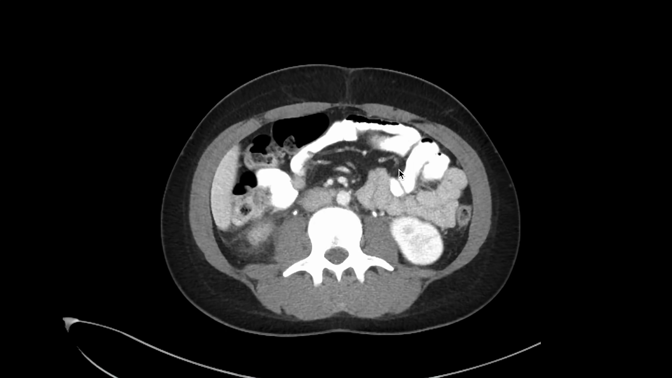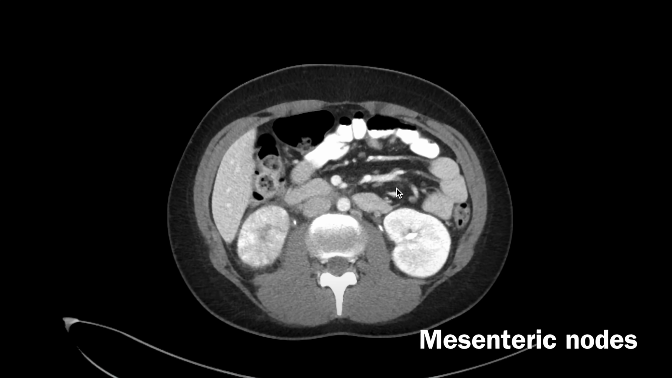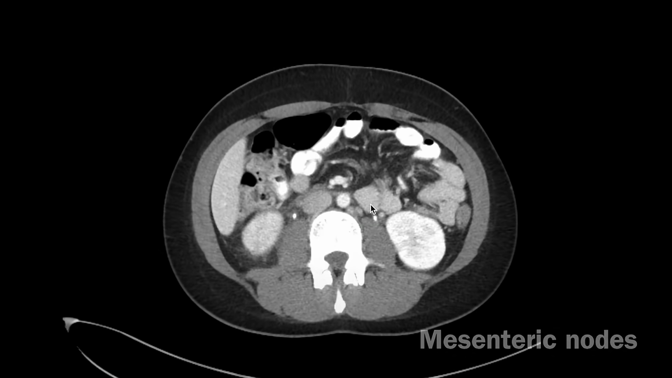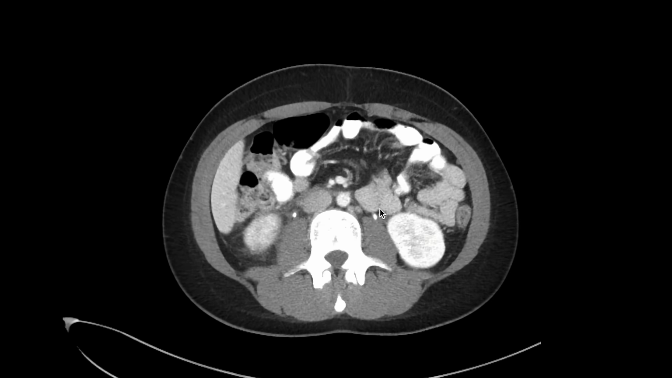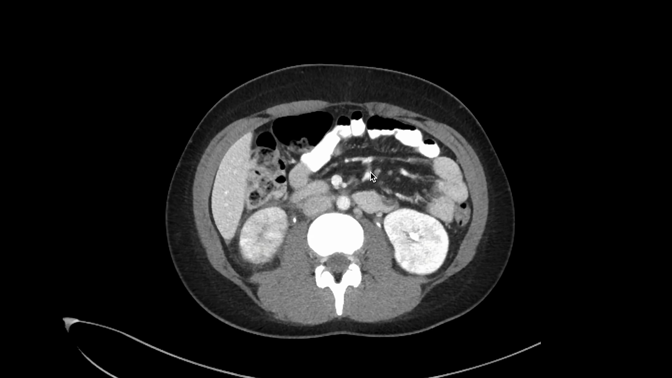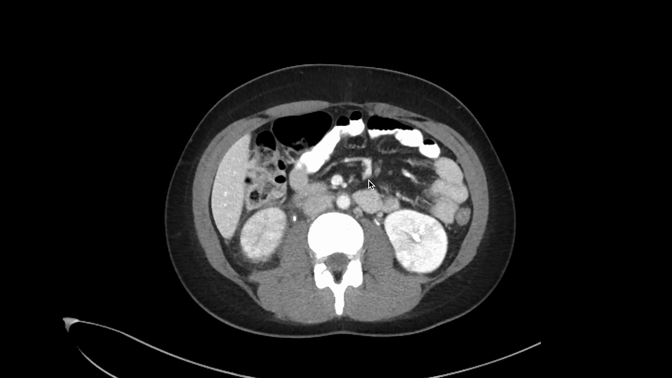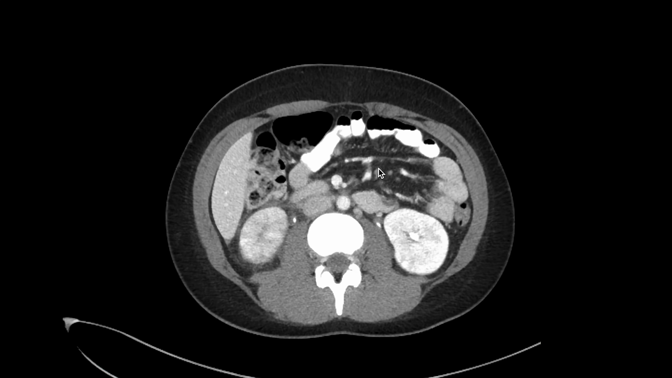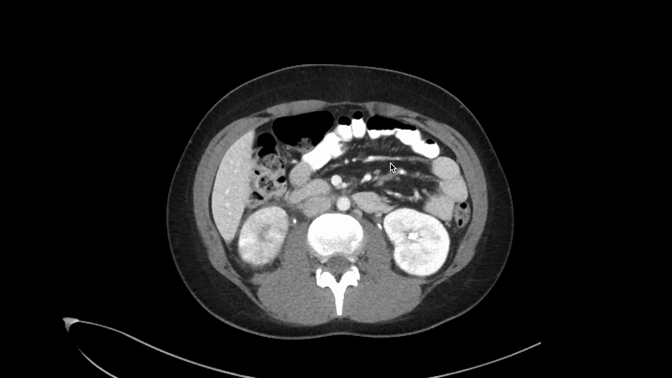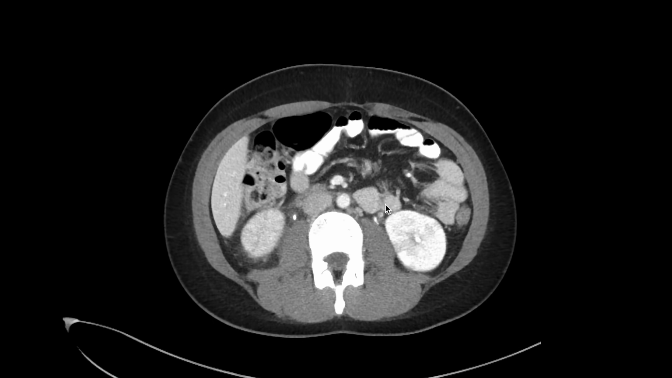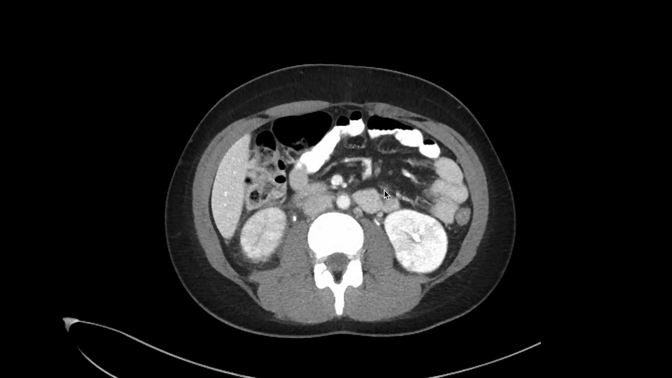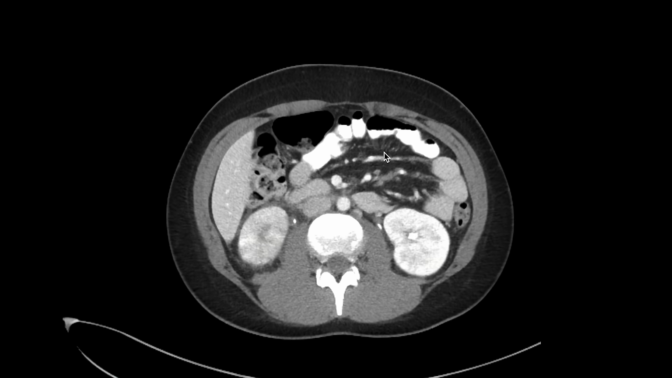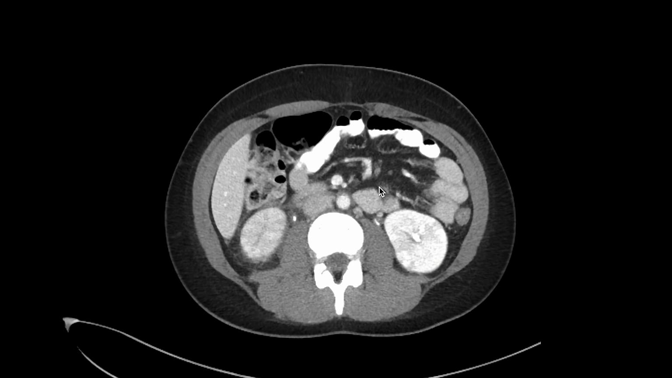Another nodal station is the mesenteric nodes, so you can see several normal mesenteric nodes here in the small bowel mesentery. Again, notice that the vessels are tubular, and you can always connect them to something, whereas these small normal nodes pop in and out of sight when you're scrolling through them. If they were large or had an abnormal appearance, that would be abnormal, and we would draw attention to them. These are all normal lymph nodes.